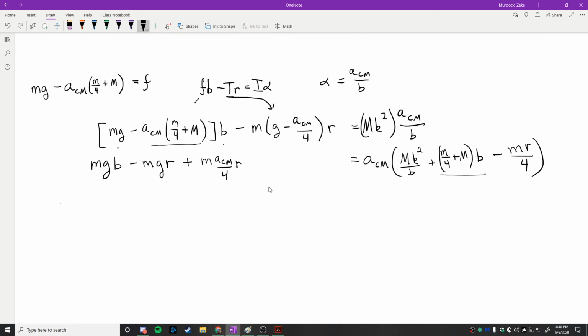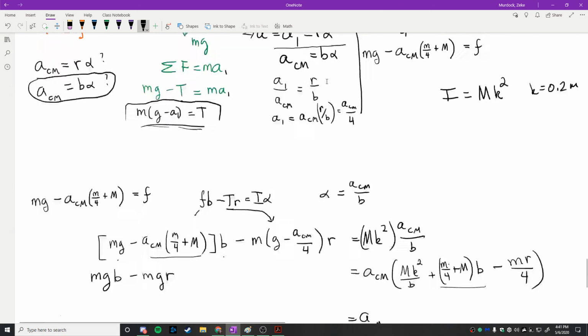So ACM is multiplied by mk squared over b right there. It's also multiplied by mb, and it's also multiplied by mr over 4. And that's this term here. So now, I've already moved that term to the right-hand side, so we can get rid of that one. This is our whole equation now. mgb minus mgr is equal to all that junk right there, which can turn into a number.